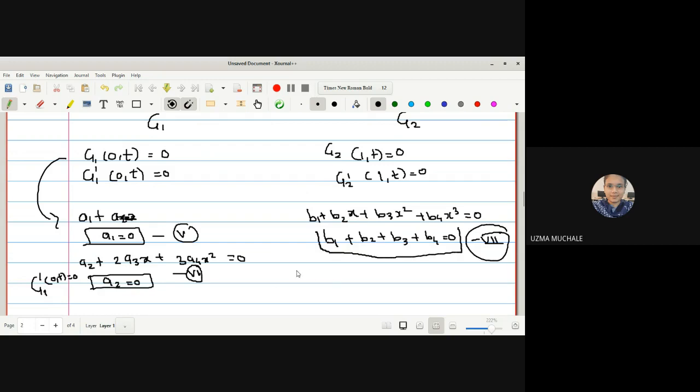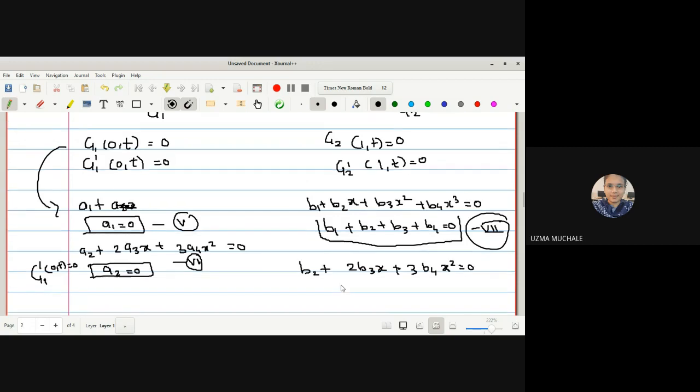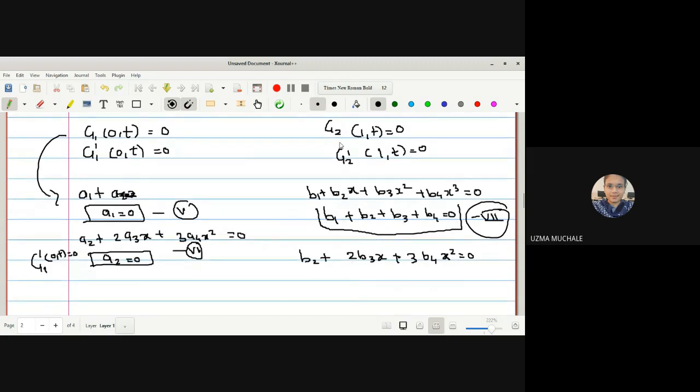Next g2 dash we have to evaluate, so it is B2 plus 2 times B3 x plus 3 B4 x square equal to 0. After putting 1, we have to use this condition g2 dash. So it will be equal to B2 plus 2B3 plus 3B4 equal to 0. This is the 8th equation. So totally we have 8 equations and 8 unknowns.